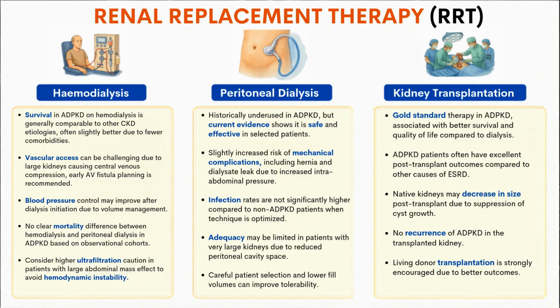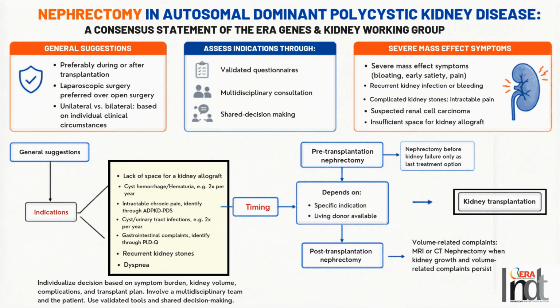Whenever possible, living donor transplantation should be strongly encouraged as it consistently provides the best outcomes for these patients. Now let's shift to a very practical and sometimes controversial topic: nephrectomy in ADPKD. This slide summarizes the ERA Genes and Kidney working group consensus, and it really emphasizes individualized, patient-centered decision-making. In general, nephrectomy is preferably performed during or after transplantation rather than before.